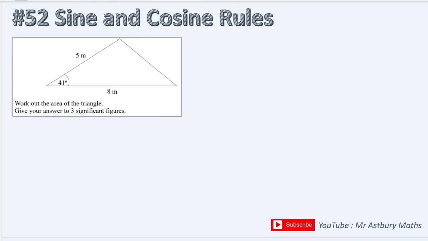And finally, on this topic, I'm going to include the area formula for a triangle, which is a half ab sine of C. Things to remember is that the a and the b have to be next to each other and have the angle in between them, and then we're good to go.